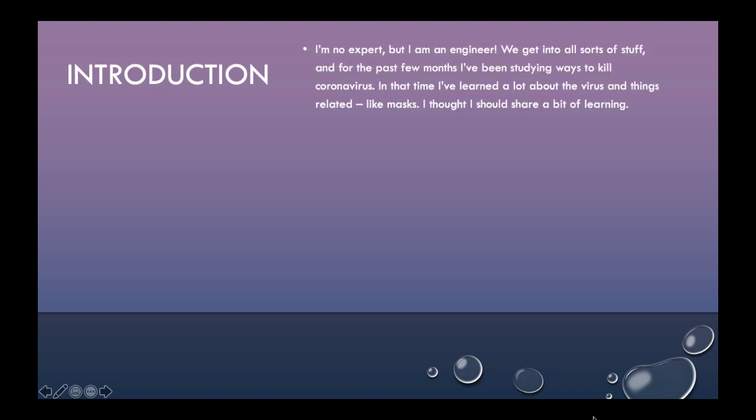Introduction. I'm no expert, but I am an engineer. We get into all sorts of stuff, and for the past few months I've been studying ways to kill coronavirus. In that time I've learned a lot about the virus and things related like masks. Thought I should share a bit of learning.